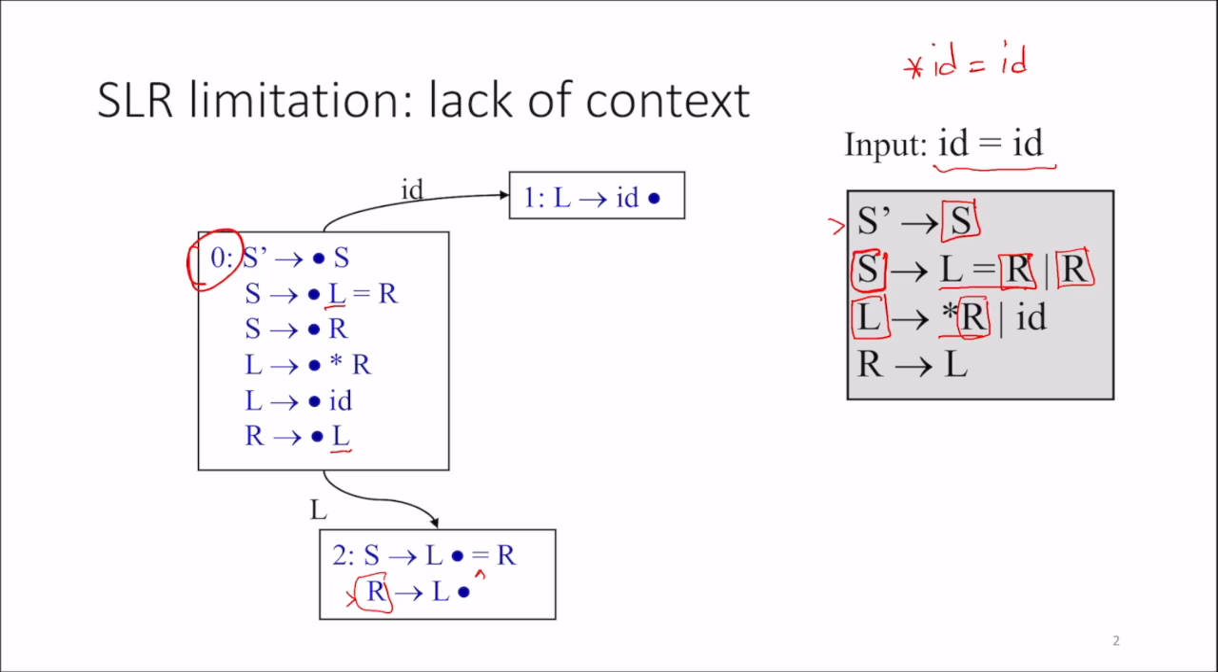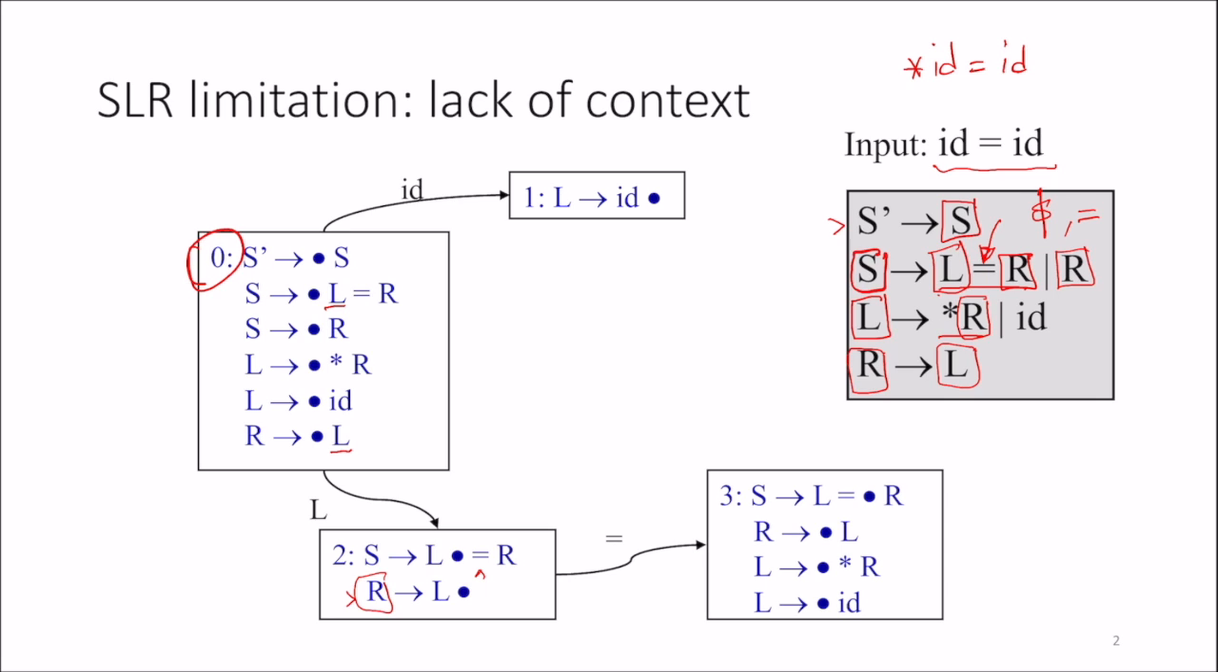S appears here, so the follow of S includes a dollar, the end of input symbol, and so the follow of R must include dollar. And then follow of L, where does L occur? Well, L occurs here, which doesn't help because that means the follow of L is equal to the follow of R as well. But L also appears here, so there is this symbol that can follow an L. So the follow of R should include the dollar sign and the equal to. Right? So once I have a shift on equal to, I can move it across.